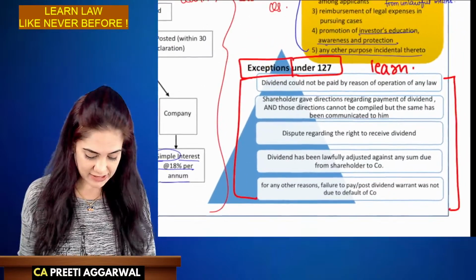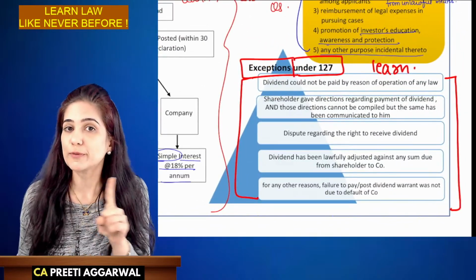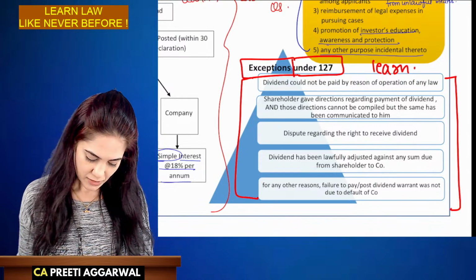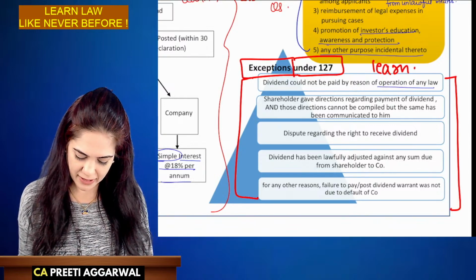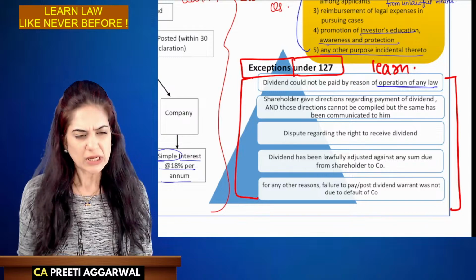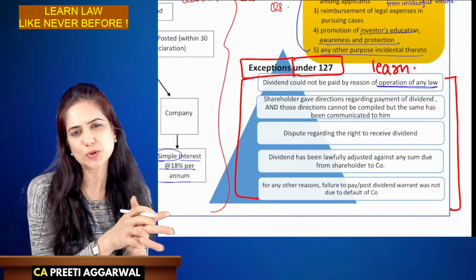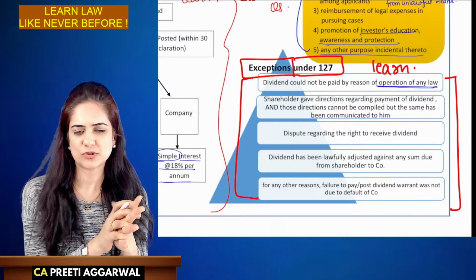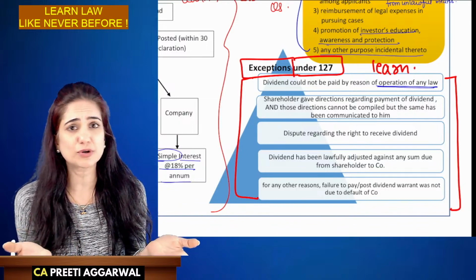But there are certain exceptions. In these cases, you cannot blame the company. Dividend could not be paid by reason of operation of law. There is some dispute with regards to ownership. So because we don't know who's the owner, we cannot pay the amount.